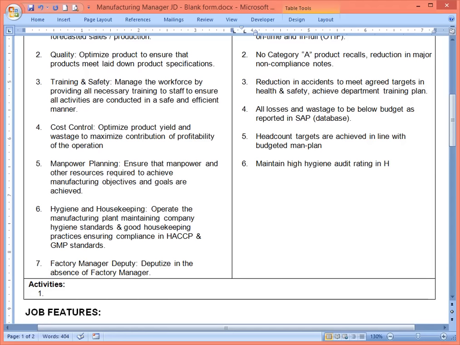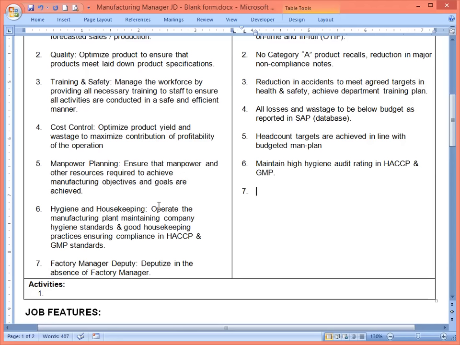GMP. Everybody attends the GMP, even the guys from the HR, the guys working in the offices, they also attend GMP. The guys from finance, from HR.